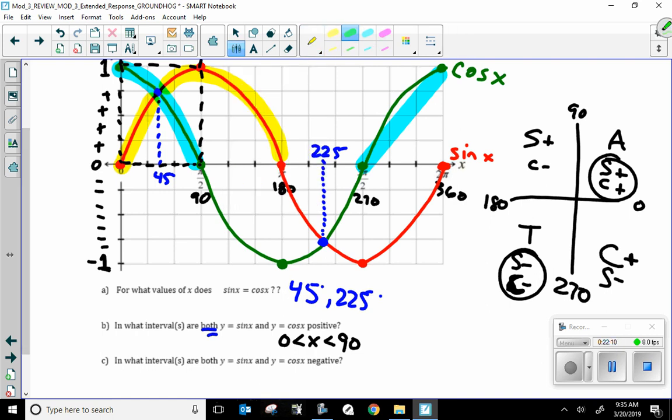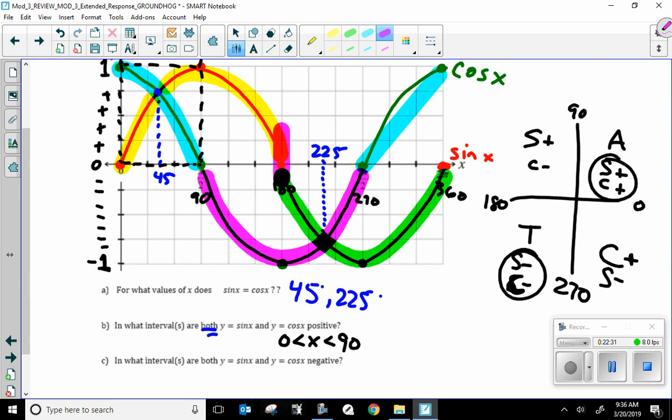Green. That is negative sine. Purple. Ooh, that's nice. I should have been doing it the whole time. This is negative cosine. Where are they both negative? Okay? Where are they both negative? Well, from this point to this point, they're both negative.